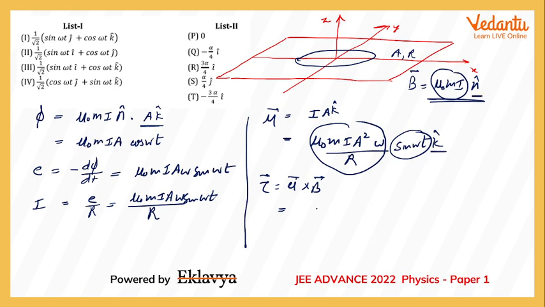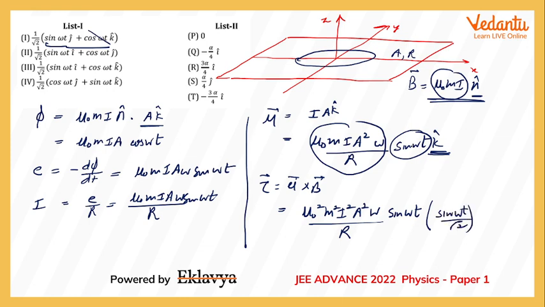So let's first write the magnitude. We will get mu naught square m square I square a square omega by r, and then we will have sine omega t, and now we have to take the cross product of k cap cross n. When we take the cross product of k cap with this vector, this will not come into picture, but this will come into picture. So we will have a sine omega t by root 2, and then k cross j will become minus I.